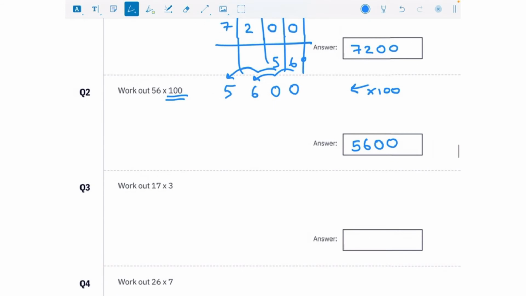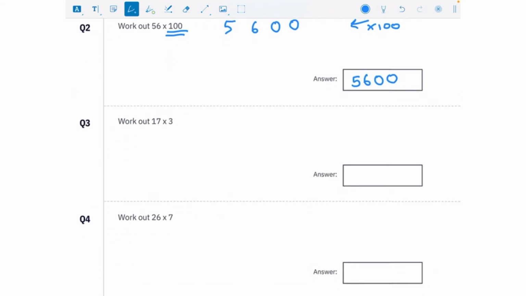Work out 17 times 3. So to do 17 times 3, I'm going to lay it out like this. It's less important about lining up in these ones, but we'll come on to that. 3 times 7 is 21. So put the 1 here and carry the 2. 3 times 1 is 3, add the 2 is 5. So we've got 51. So I've just done the 3 with the 7 and then the 3 with the 1, like that.